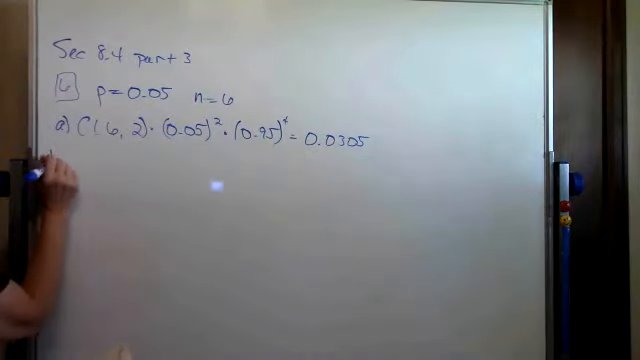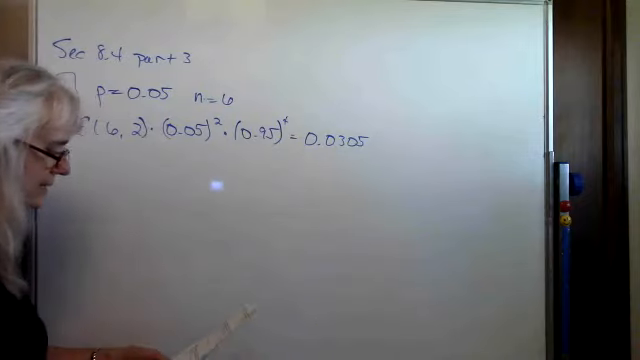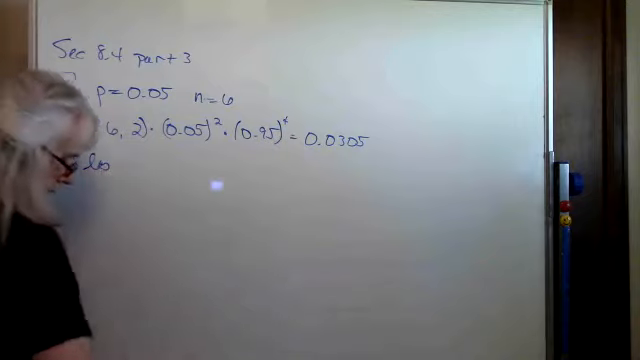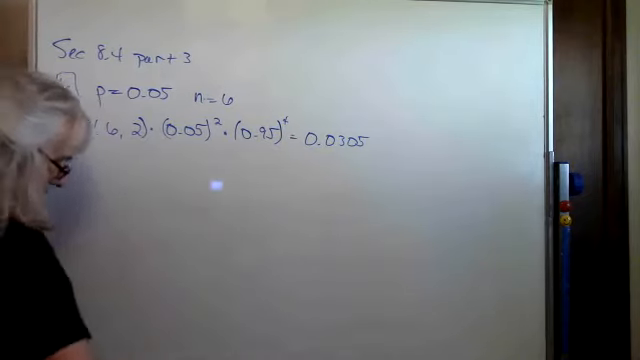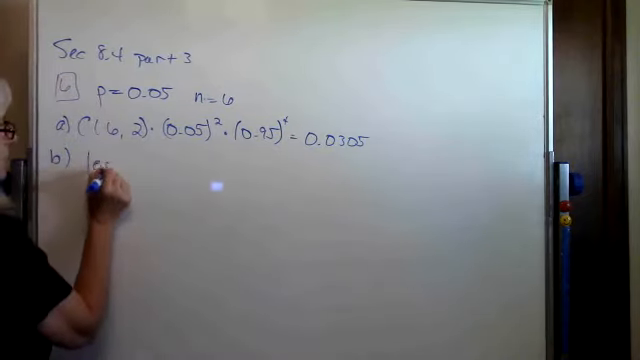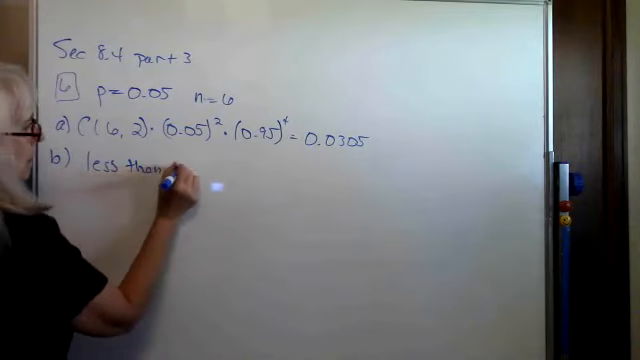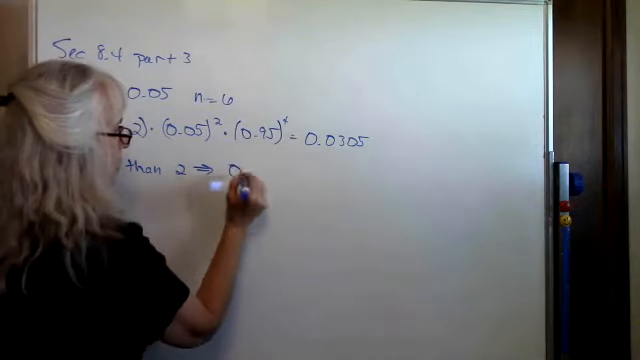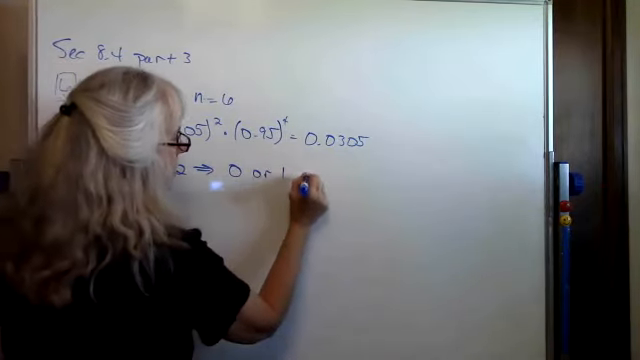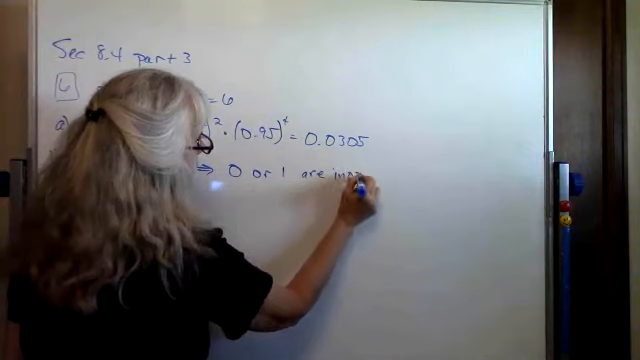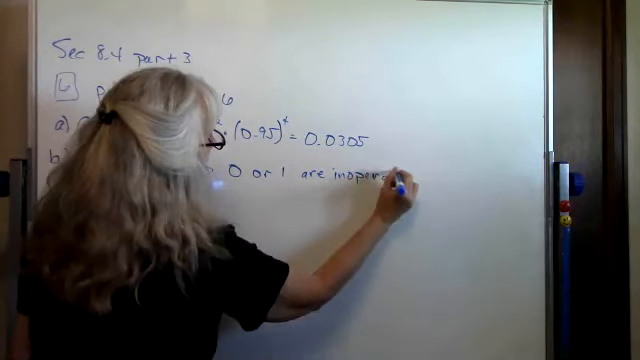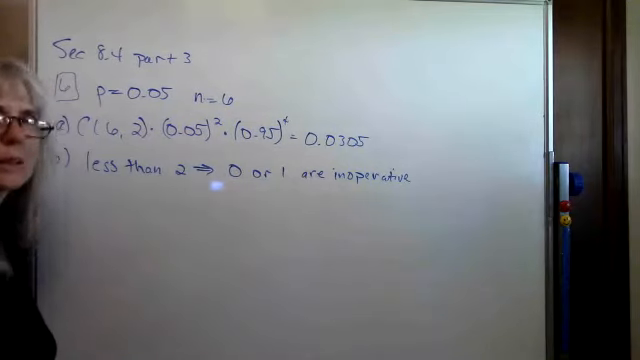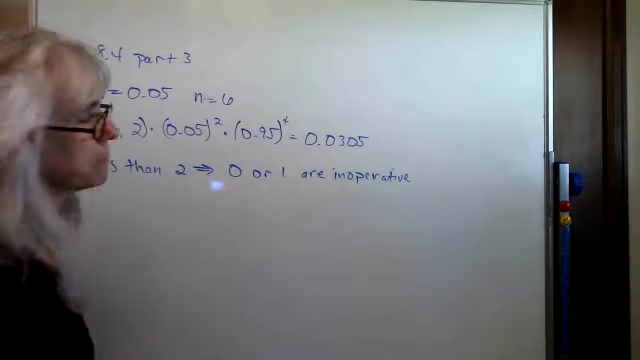Part B on that problem asks us, less than 2 are inoperative. So less than 2, what does that mean? Well, we're going to translate that to mean that 0 or 1 are inoperative. And that's telling me that what I need to do is figure out the 0, figure out the 1, and then add those 2 together. So we have to work 2 of them and then sum them together.